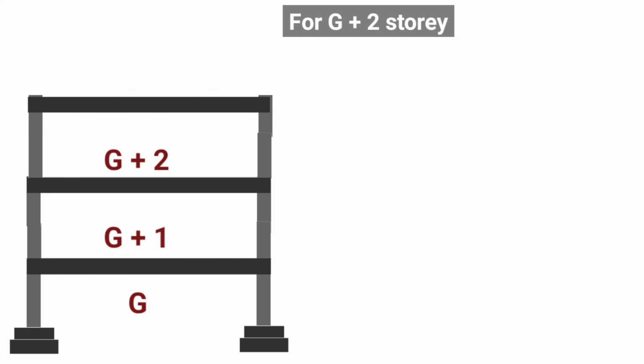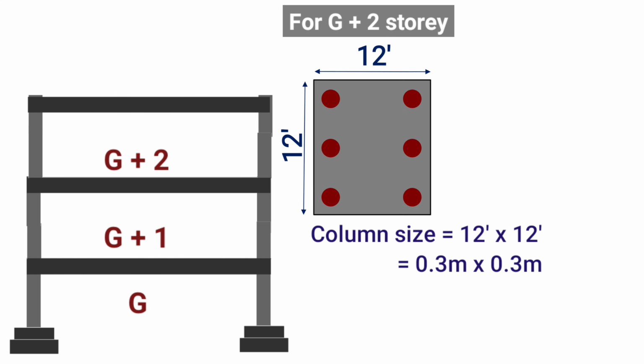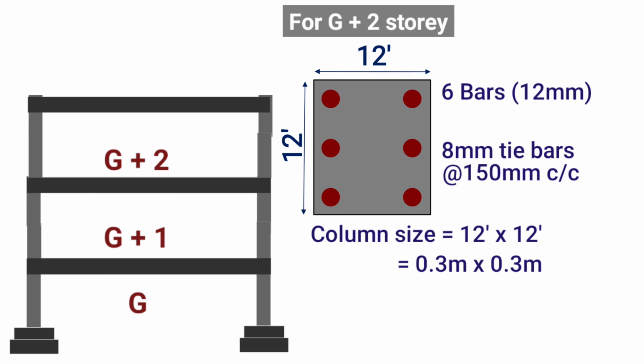For G+2 story, the column size should be taken as 12 inches into 12 inches or simply 0.3 meter into 0.3 meter. And we should provide a minimum of 6 number of steel bars of minimum dia 12 mm plus tie bars of size 8 mm spaced at 150 mm center to center.